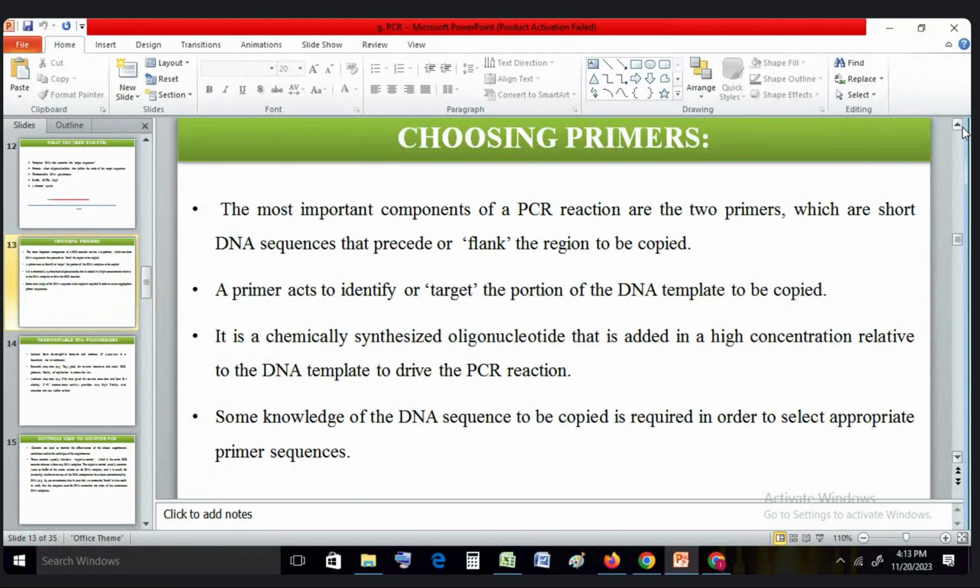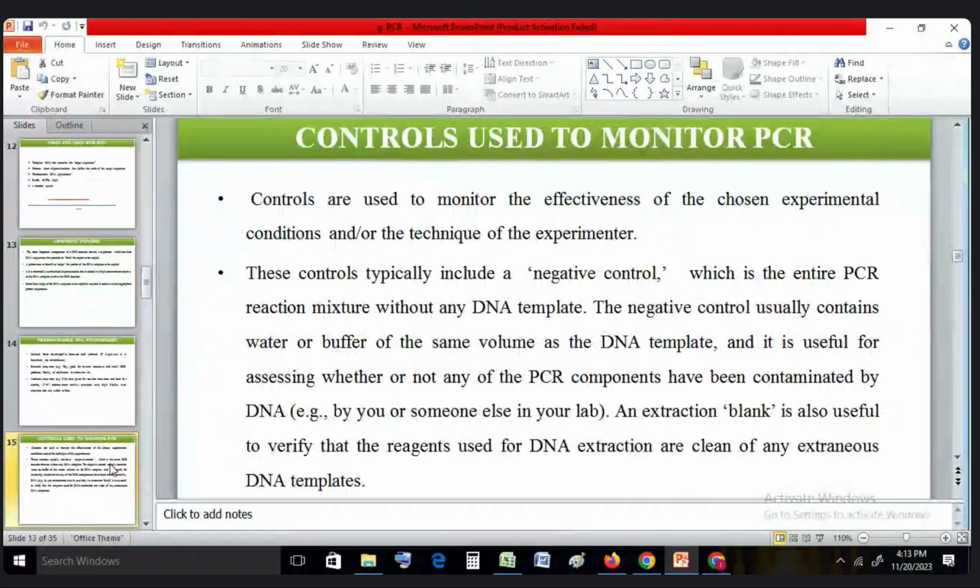Okay, now choosing the primers. How can you choose the primers? Primers should have some specific characteristics so that they can act as a very good device.